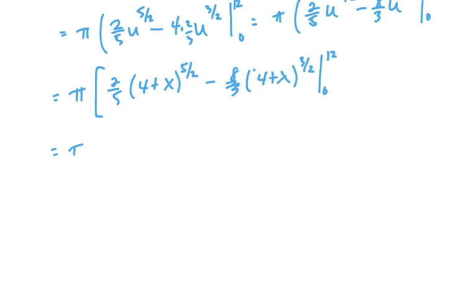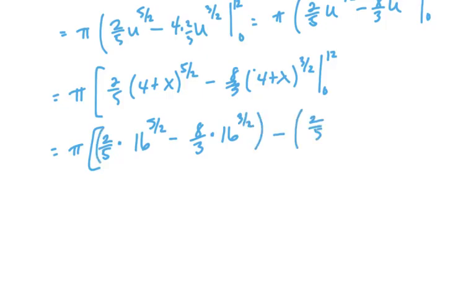All right, so when we plug in 12, we have 2/5, and 12 plus 4 is 16 to the 5/2, so times 16 to the 5/2 minus 8/3 times 16 to the 3/2, minus, and here we have 2/5, and 4 plus 0 is 4 to the 5/2 minus 8/3 times 4 to the 3/2. Now that pi gets distributed by everything, that's why I did that.